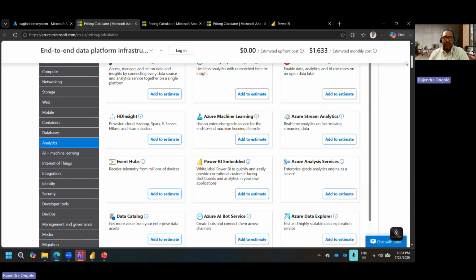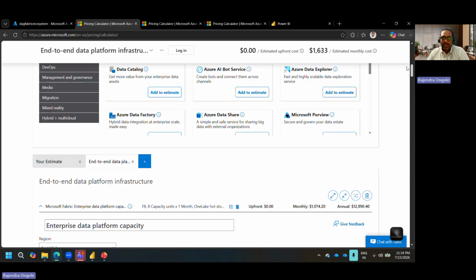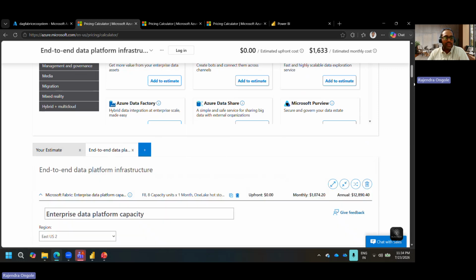A little up. They will also provide an architecture. If you can see here, end-to-end architecture. Click on this. The end-to-end architecture calculator is loading.